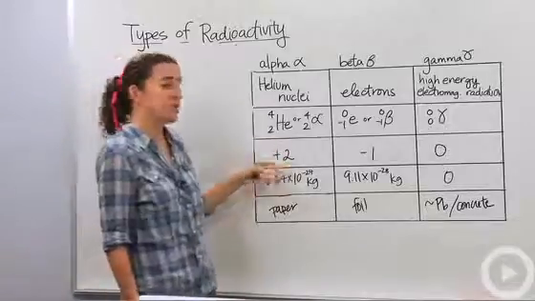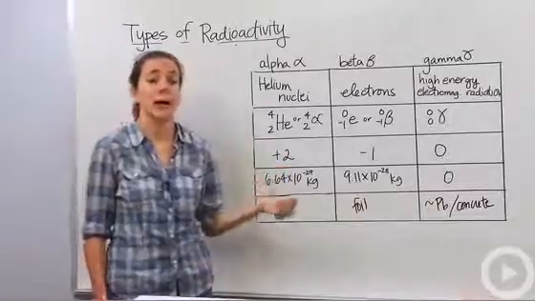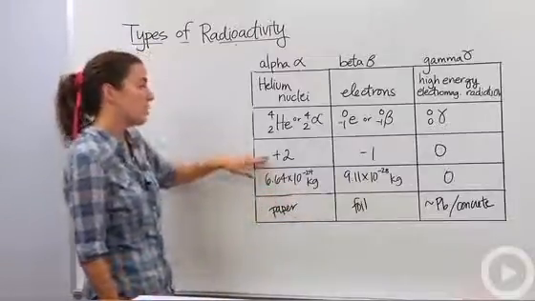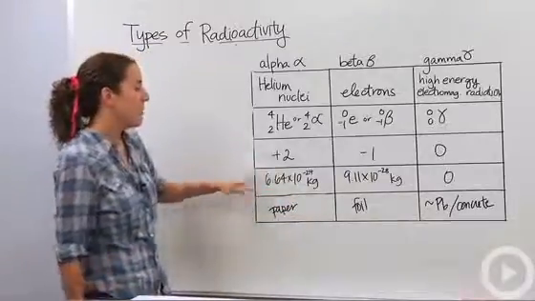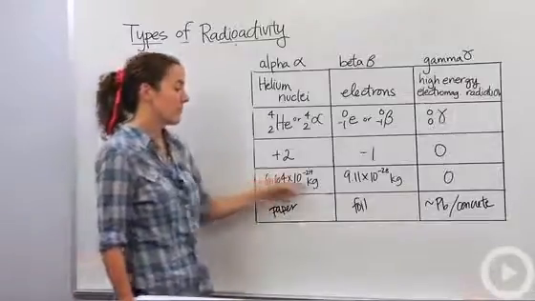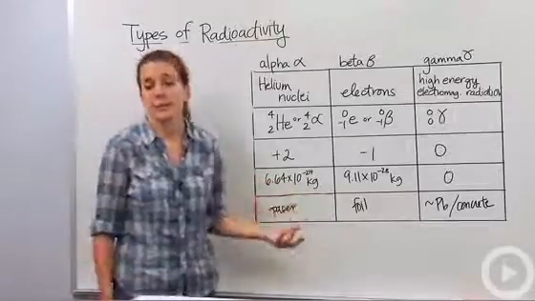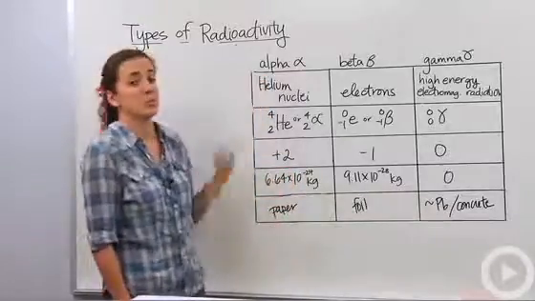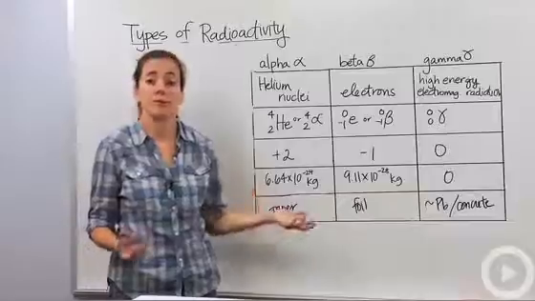It has a charge of +2 because remember it's a helium nucleus. Nuclei do not have electrons around them. So the charge of +2 denotes that it has 2 protons. Because it has 2 protons, it has a mass of 6.64 times 10 to the negative 24th kilograms. This might seem ridiculously small because it's 10 to the negative 24th, but actually this is a relatively large particle compared to other particles that are emitted.